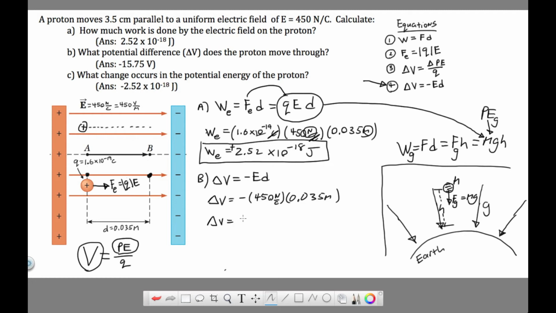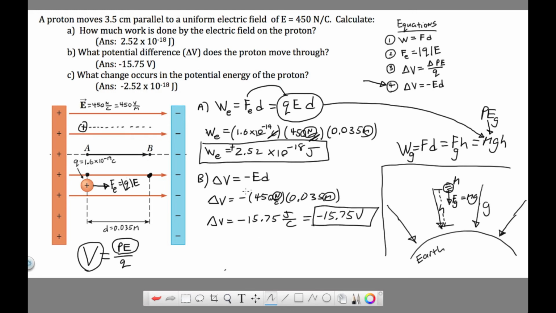And so this comes out as negative 15.75. Now, as we said a second ago, a Newton times a meter is a joule. So we have joule per coulomb, and a joule per coulomb is a volt, negative 15.75 volts.